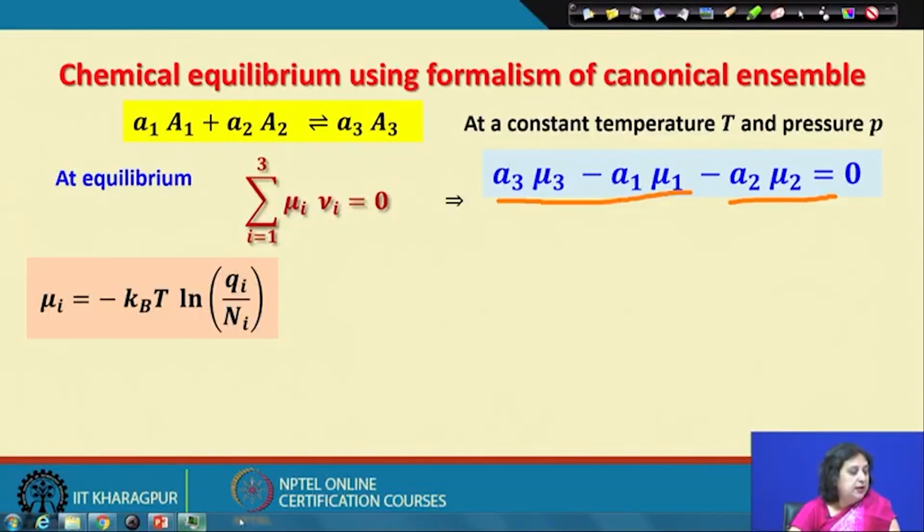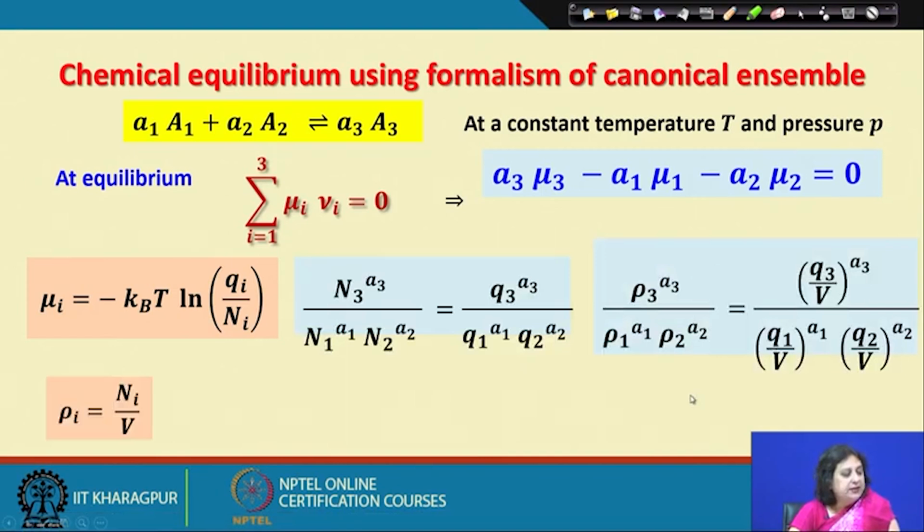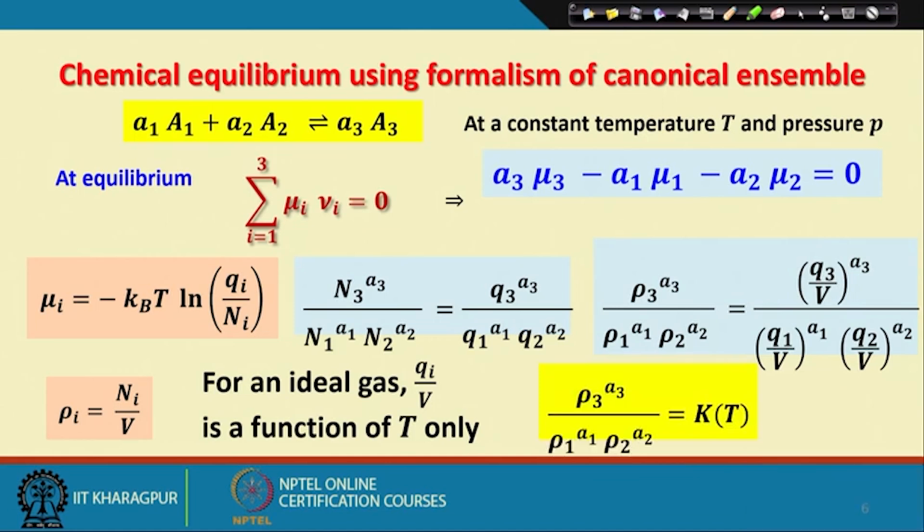So, that is exactly what we have shown here, and then we conclude that yes, at a given temperature, qi by V for every component i in the chemical reaction mixture is a function of temperature only. As a result, I would say that at a given temperature, this ratio of concentrations, each raised to the power of the stoichiometric coefficient in the balanced chemical equation, is a constant, and this constant is a function of temperature and temperature only.